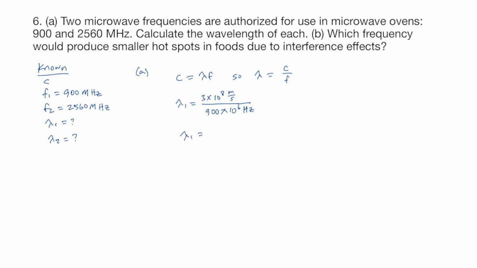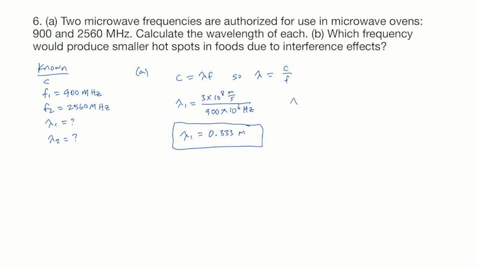I did the calculation and got 0.333. Okay, so we've got meters. And in the numerator, we've got meters per second, and in the denominator, we've got hertz, which is 1 over seconds. And so we're just left with meters.